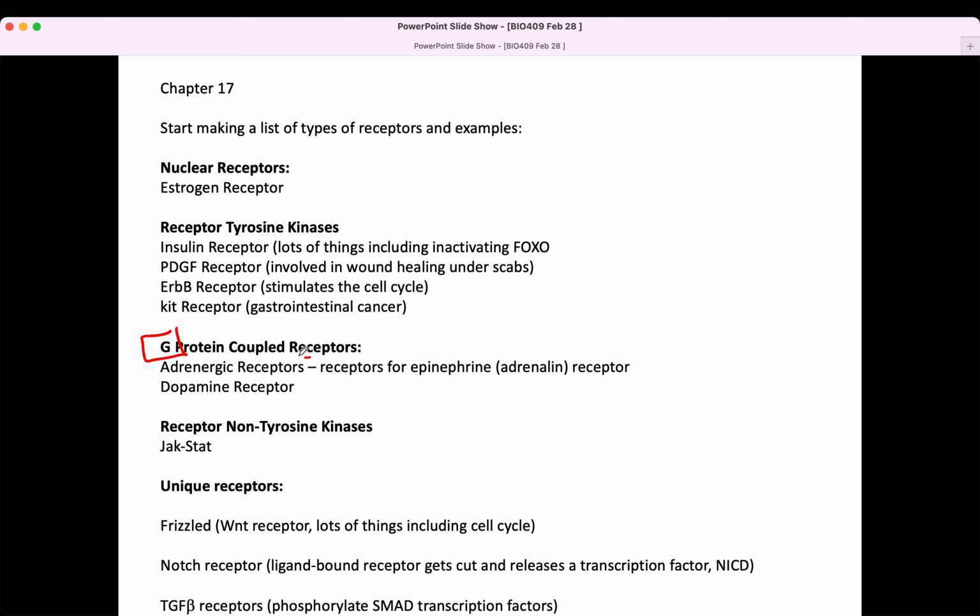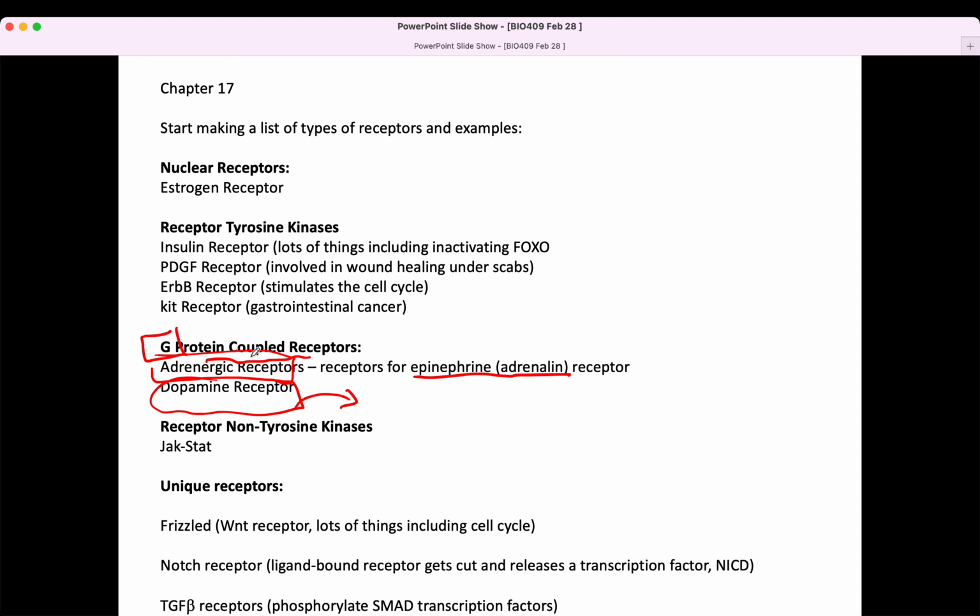There are hundreds and hundreds of G protein coupled receptors in our body. But the receptor for epinephrine, or you might know it as adrenaline, is a member of the G protein coupled receptors. They're called adrenergic receptors. So we'll learn a little bit about them. And then dopamine receptor, you've probably heard of dopamine as a neurotransmitter. It also plays other roles in our nervous system and binds to the dopamine receptor, which is also a G protein coupled receptor. And there are many, many examples. And our book talks about some other examples.